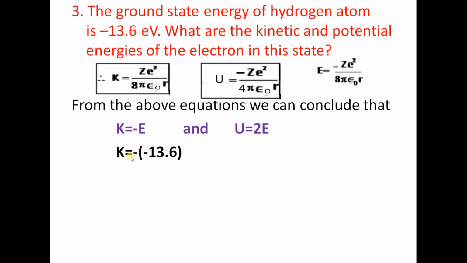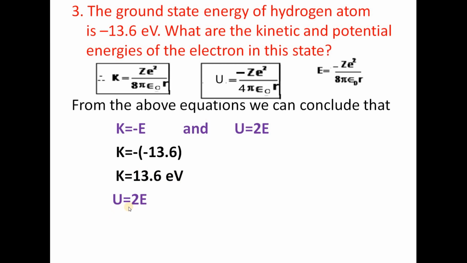Now as K equal to minus E, K equal to minus of minus 13.6, because the total energy of the electron is given. So kinetic energy is 13.6 electron volt. If it is asked in terms of SI units, you have to substitute 1 electron volt equal to 1.6 into 10 power minus 19 joule. So we'll get kinetic energy in terms of joules.